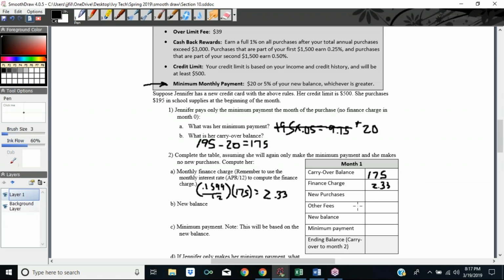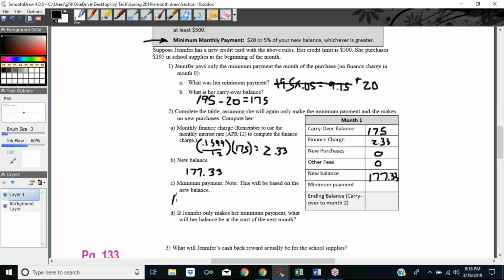And she doesn't make any additional purchases. There's no additional fees. So her new balance is $177.33. We just added the carryover balance and the interest finance charge. And now we're going to find the minimum payment. $177.33 times 0.05. We're going to check that or $20, and that is $8.87. So the minimum is going to be the $20.